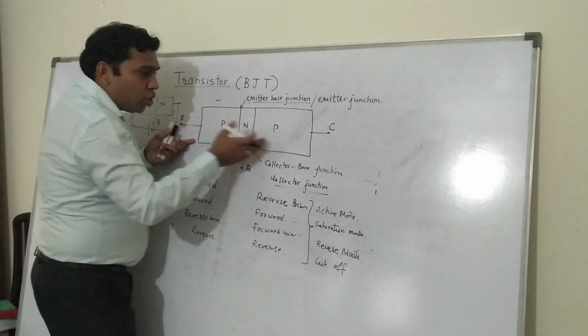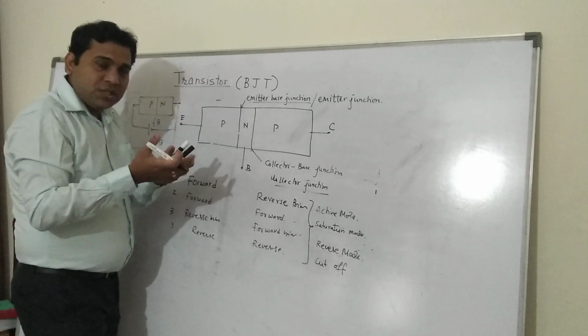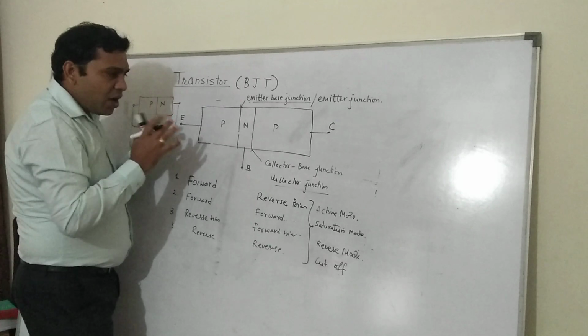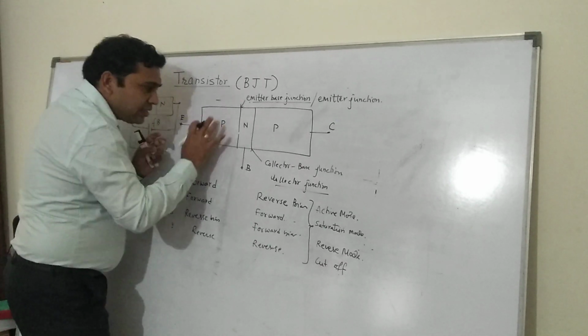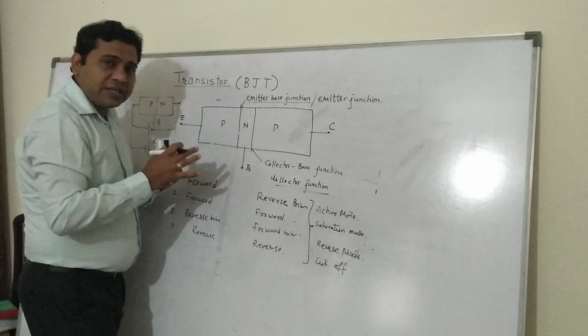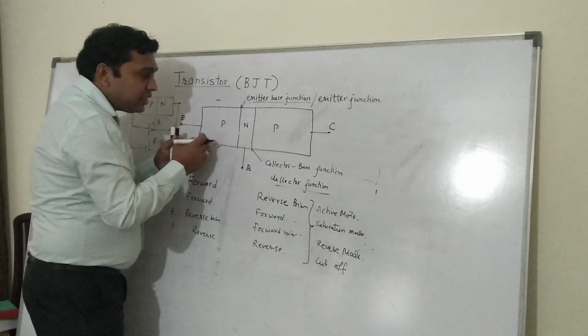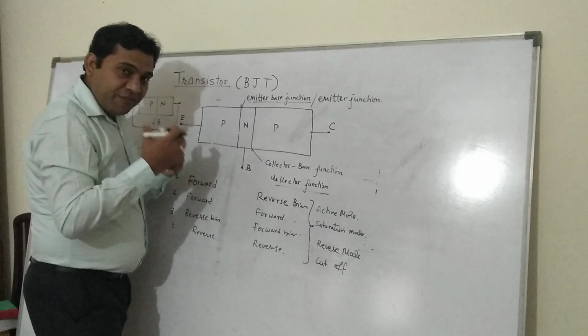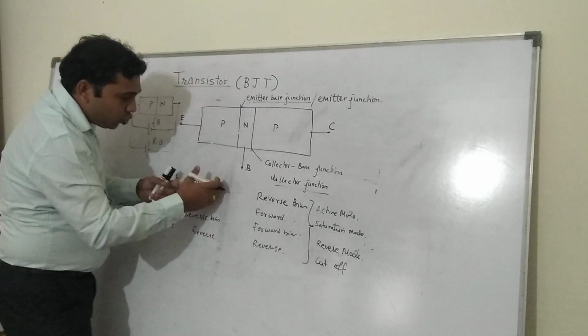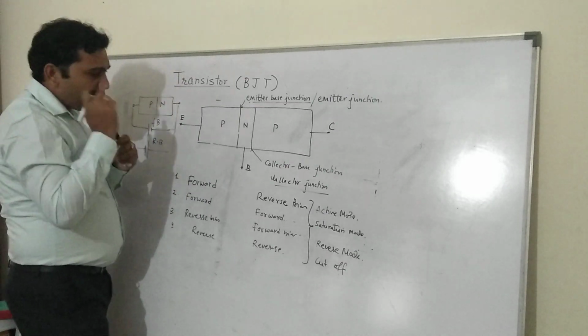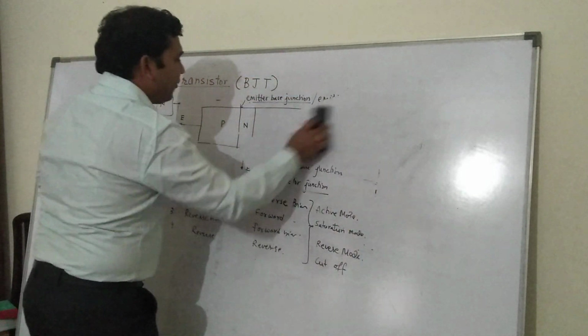But here we do not know what currents flow in the transistor. So let's first discuss the currents. What are the different currents flowing in the transistor, what are the equations of those currents, and how does a transistor work? First we will see that, and then we will go to the different biasings one by one. So now understand the working of a transistor.